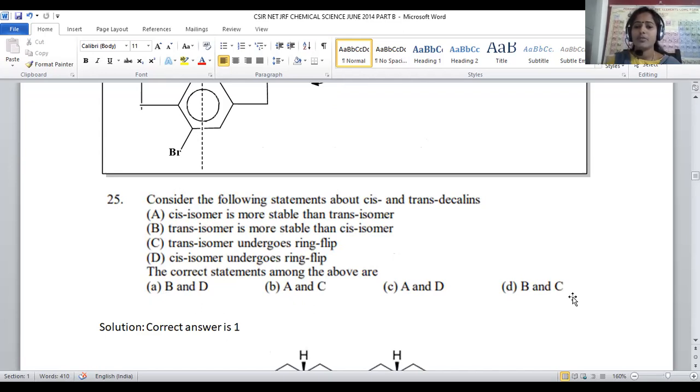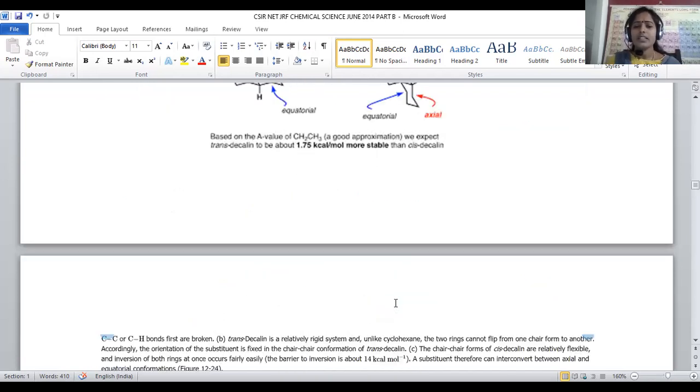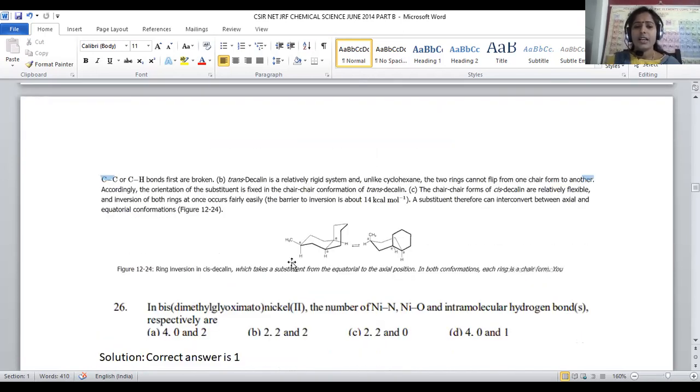First and fourth option, option B is given. Let us go with the second possibility. The second possibility we will discuss. Whenever carbon hydrogen bonds are broken, trans-decalin is relatively rigid. Being a stable molecule, it will not participate in any kind of transformations.